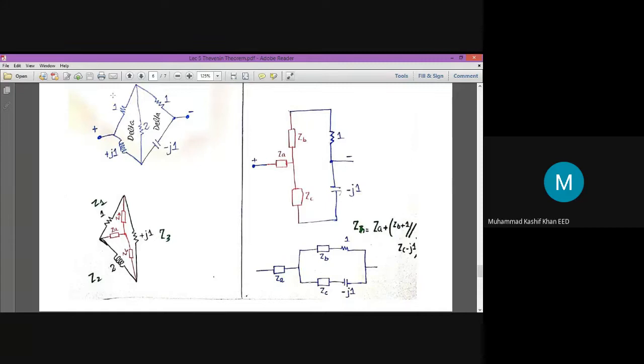Now I have selected this part of the delta network, and I will convert it in star configuration. To convert it in a star configuration, you will connect 3 impedances in star fashion inside this delta network. This is the delta network. I have picked this network and I have connected 3 impedances in star fashion.